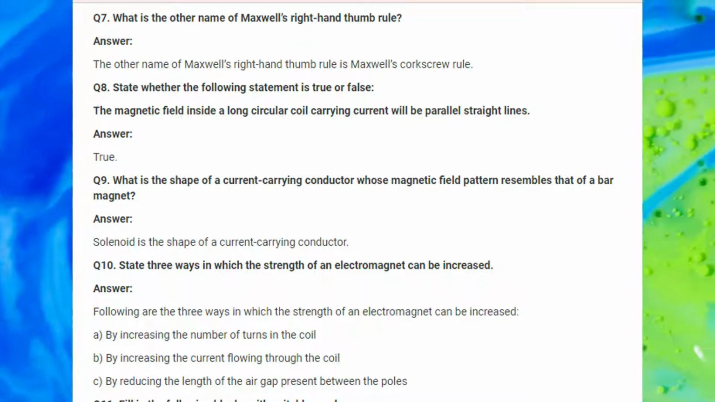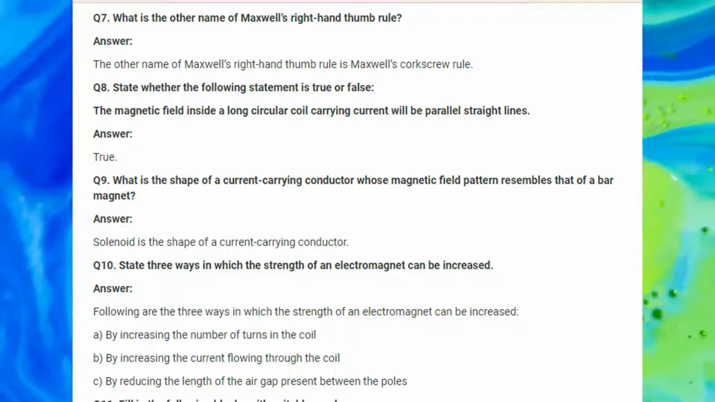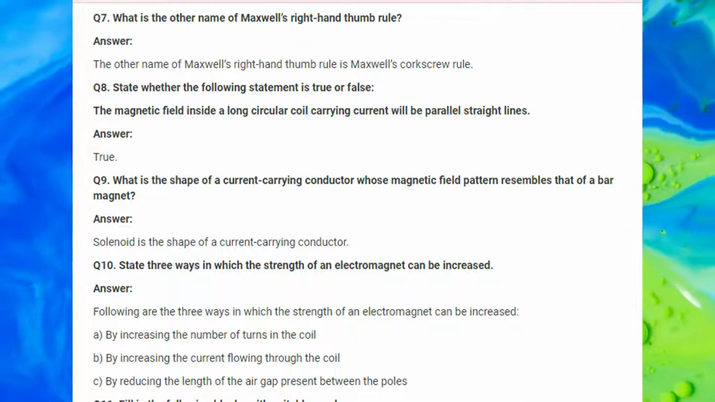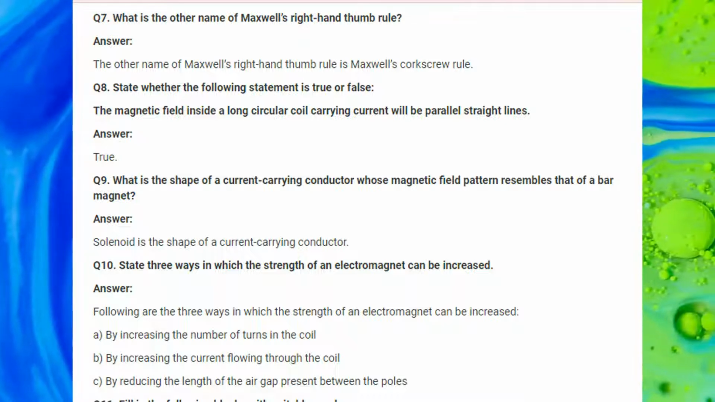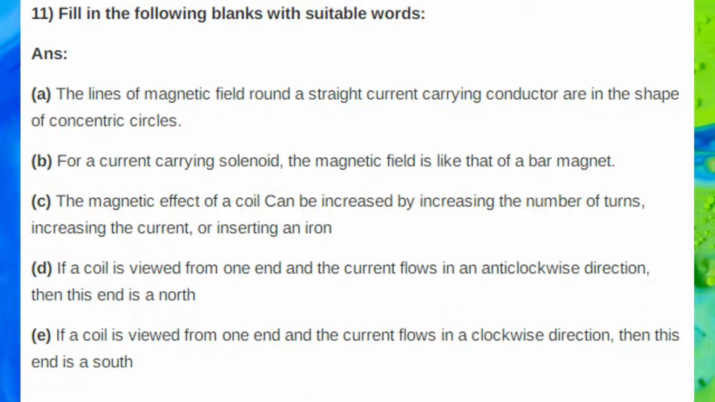A. By increasing the number of turns in the coil. B. By increasing the current flowing through the coil. C. By reducing the length of the air gap present between the poles. 11. Fill in the following blanks with suitable words.